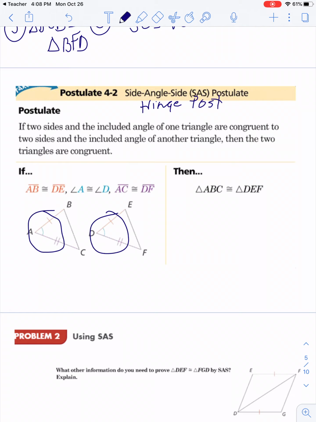Okay, side, angle, side, angle, side. They have to be in that consecutive order. They can't hop around the triangle. Then you have enough information to say that those 2 triangles are indeed congruent.